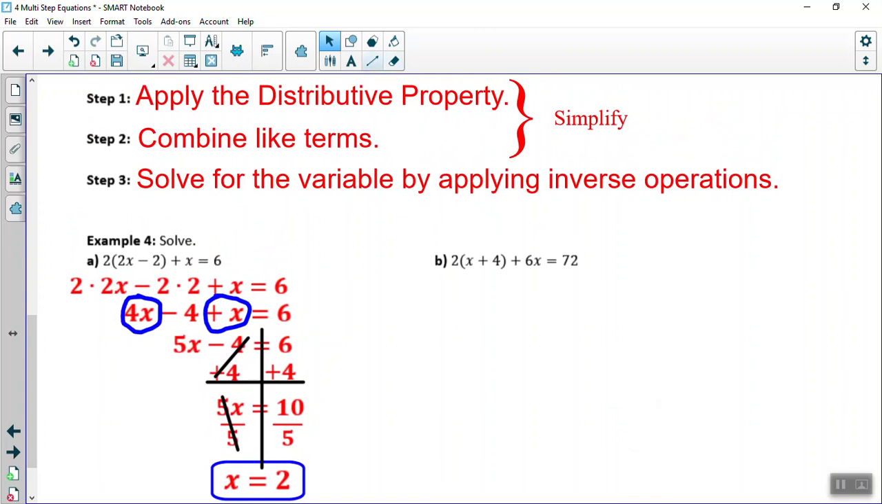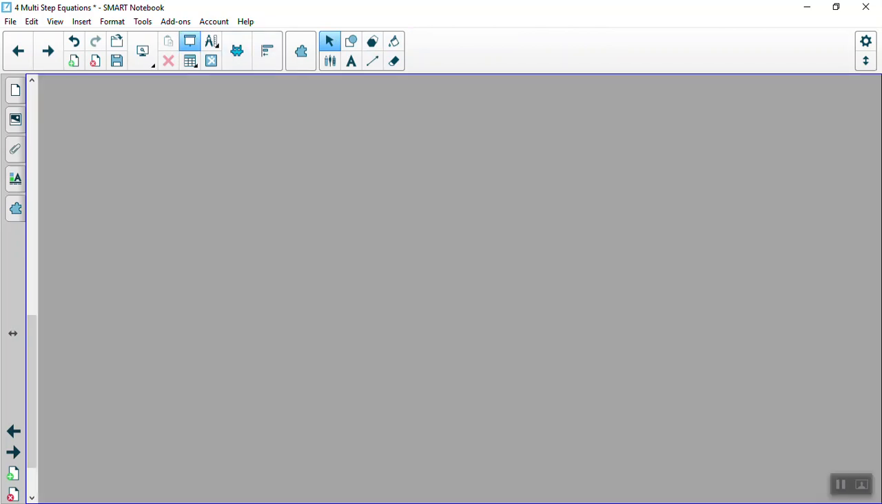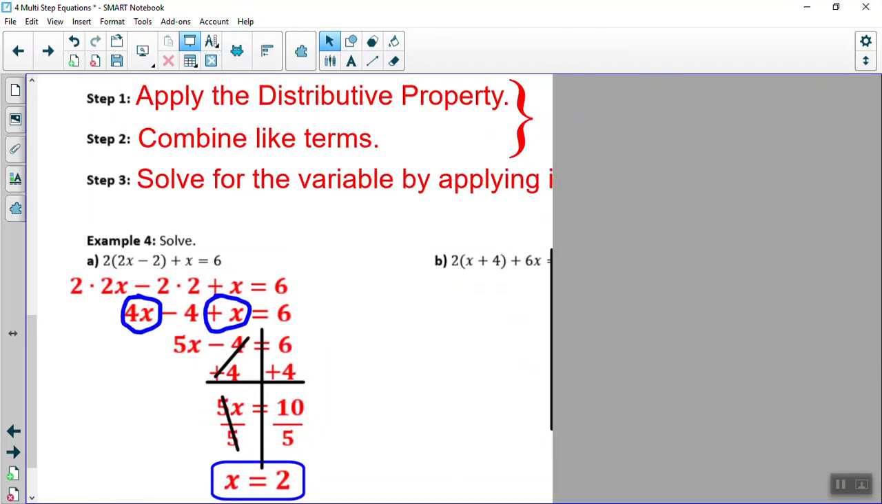So again, I'm going to simplify first. I'm going to draw my line in just to kind of give me that wall, because that means that when I'm simplifying, it all has to be on one side. And if it helps, I can even use my cover up. I can cover up this whole side and just simplify this.